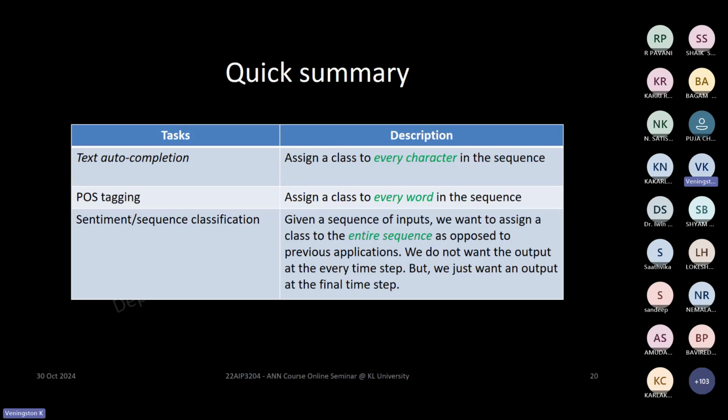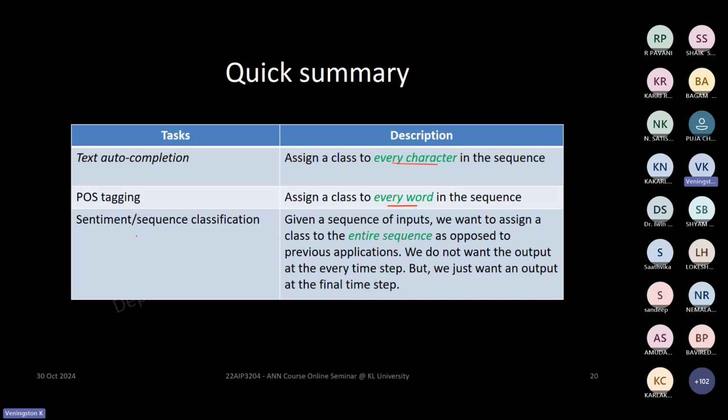Okay, so here is a quick summary of all the different sequence learning problems we have discussed. In case of the text auto completion task, we assign a class to every character in the sequence, while in case of the part of speech tagging application, we assign a class to every word in the sequence. Yes, we assign a POS tag for every word that we read from the input. But in case of auto completion, for every character, we find out what could be the possible next character that could be typed by the user.